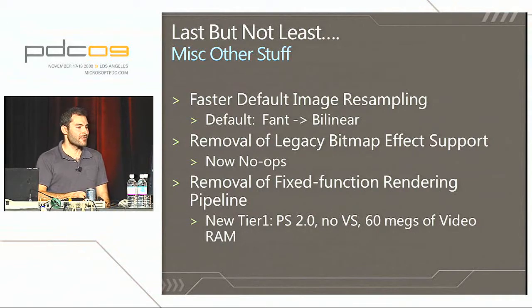And the last few changes we made that I'm going to talk about, and it looks like I'm 40 seconds over already. We changed the default image scaling algorithm from the Fant scaler to bilinear scaling. Fant scaling was very high quality, but it was slow. If you animated the scale of an image, it would actually stutter. Bilinear scaling is much faster.